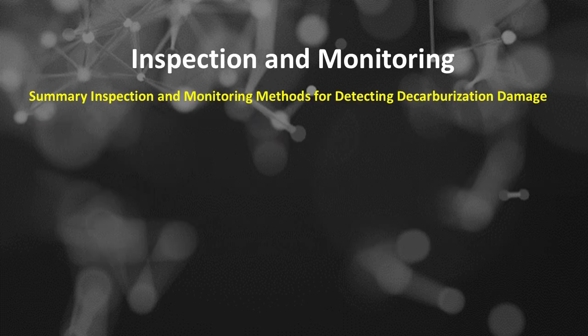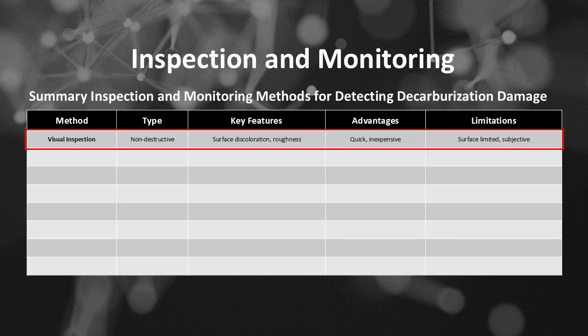Summary: inspection and monitoring methods for detecting decarburization damage. If the method in use is visual inspection, the type is non-destructive, the key features are surface discoloration and roughness, the advantages are that it is quick and inexpensive, and the limitation is that it is surface limited and subjective.